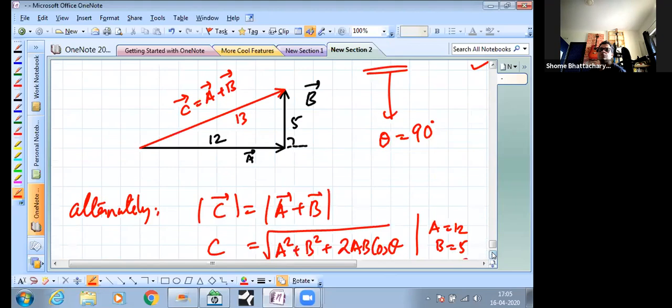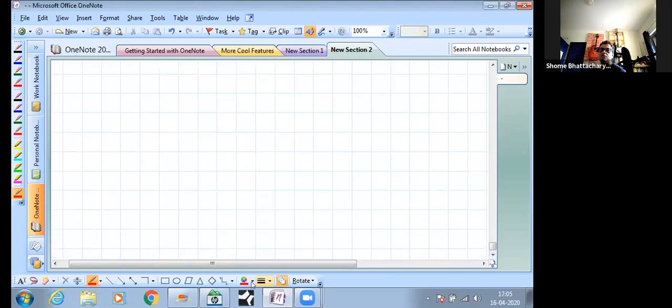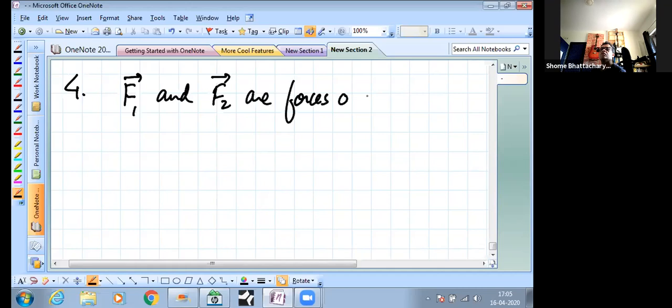You will have the full whiteboard notes of this, so don't worry. The question which I'm giving you a hint or solving on the board here, you will have these solutions with you. So the fourth one is saying that there are two forces F1 and F2 which are of the same magnitude. So F1, let's say, and F2 are forces of the same magnitude.